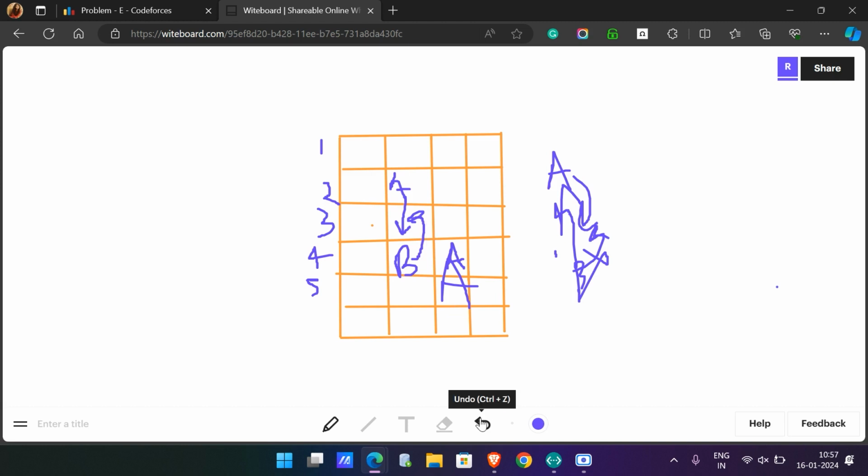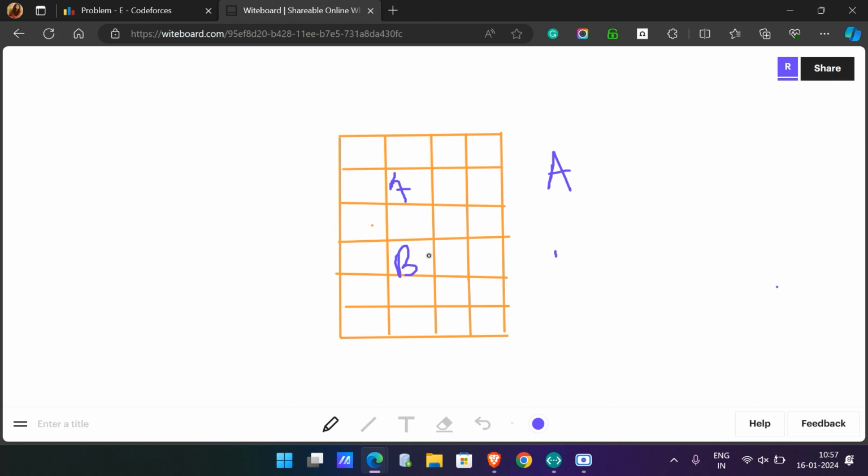Now, how do I know that if the difference between the rows is odd, then Elias would win the game or not? So let's say there is a chance that Elias would win the game, and there is no chance that Bob could win the game, because the difference between the rows is odd.